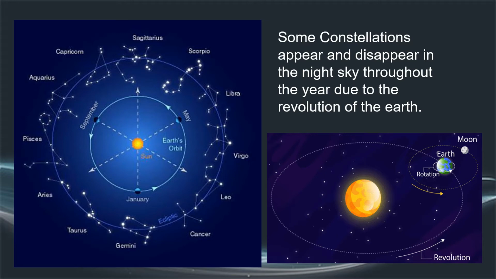Revolution is the movement of Earth around the Sun. For that reason, some patterns are visible and some are not on some days or some months. It's because of the revolution of the Earth around the Sun.